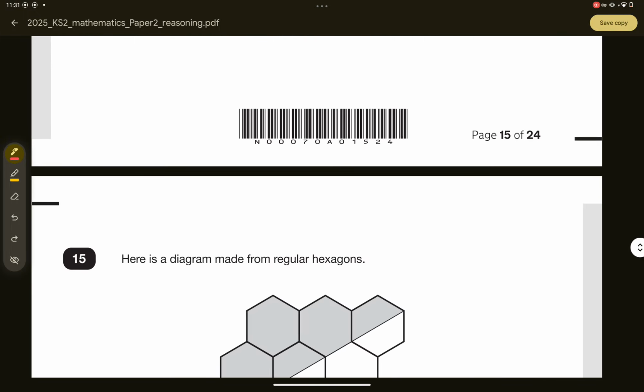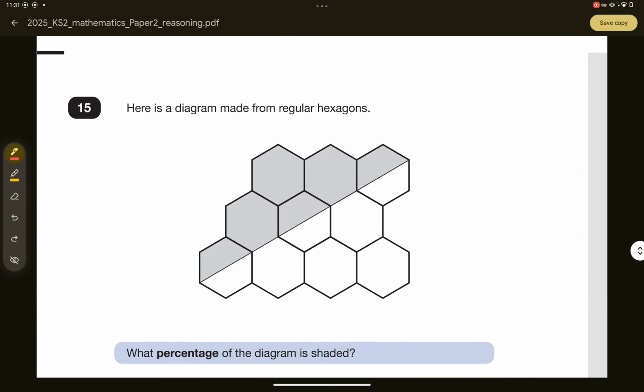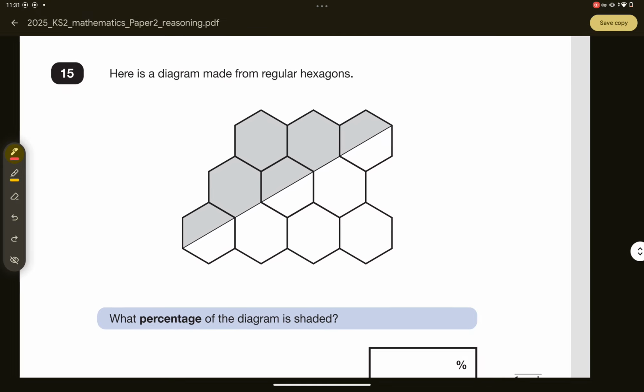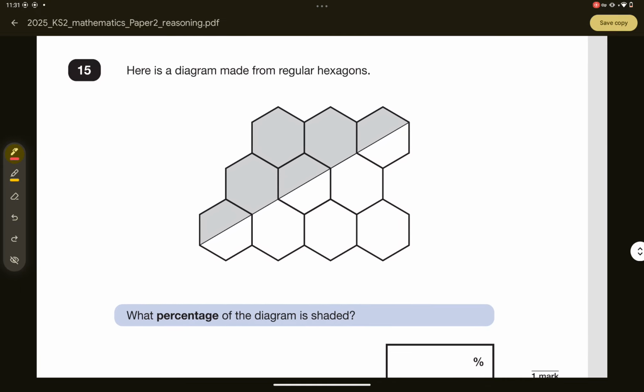Anyways, here's a diagram made from rectangular hexagons. What percent of the diagram is shaded? So first of all, we need to work out how many hexagons there are altogether. So let's start counting. 1, 2, 3, 4, 5, 6, 7, 8, 9, 10. And then we need to work out how many are shaded. So we know there are 10.